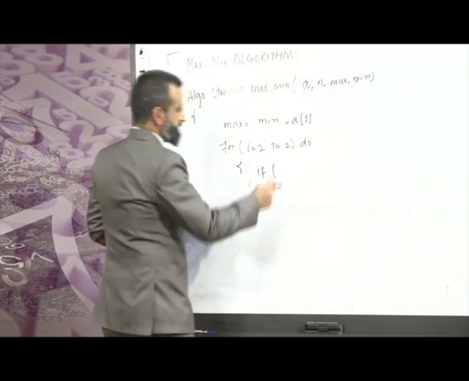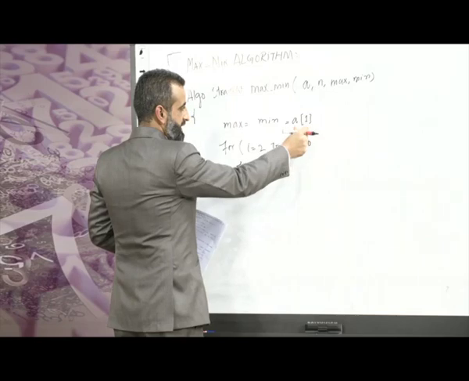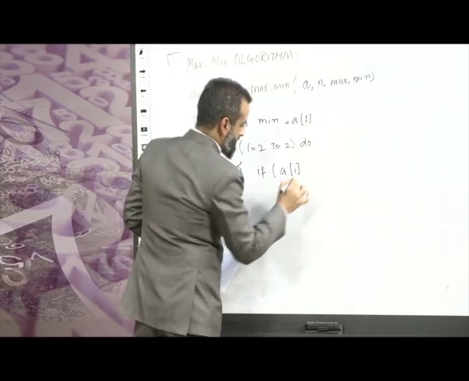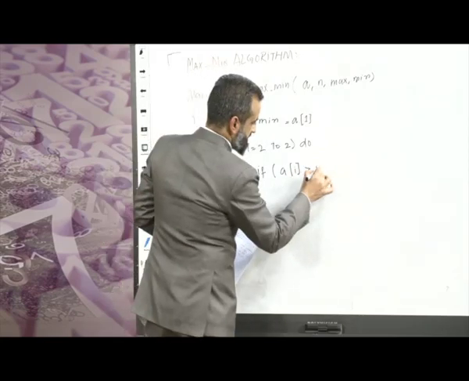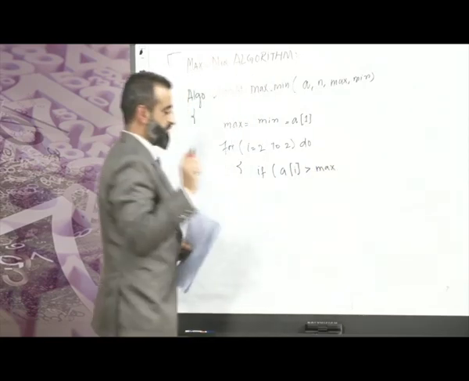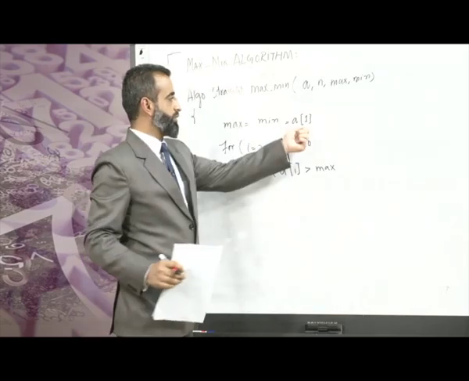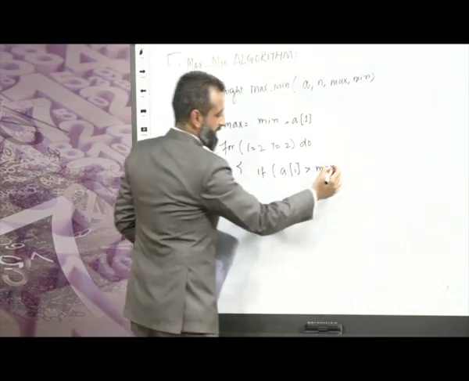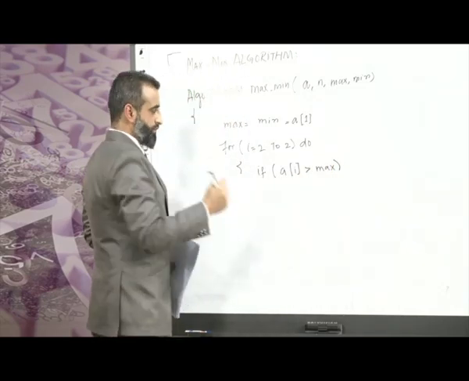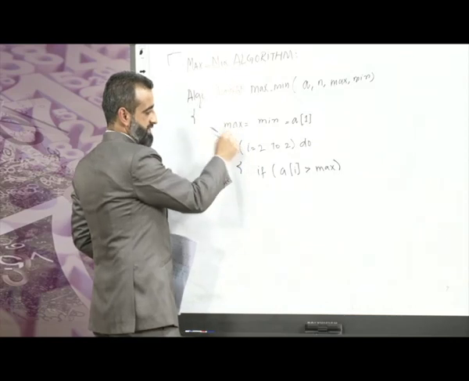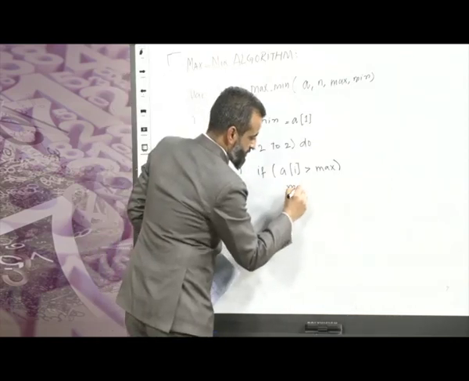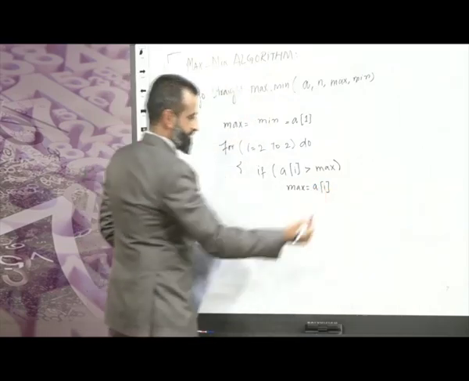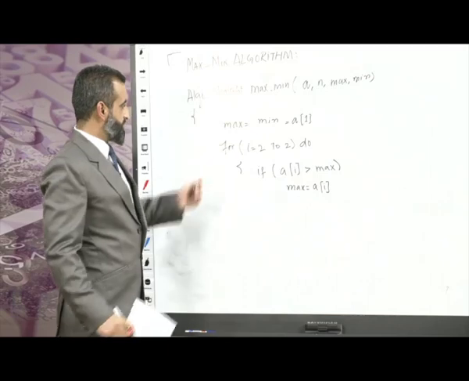Let's look at every single number and compare it with this number. If a of i is greater than max, remember that in the first iteration max holds the value of the first element, and now I am checking the second element. If a of 2 is greater than the existing value, then we store a of i in max, and we stop here. That's for the maximum value.